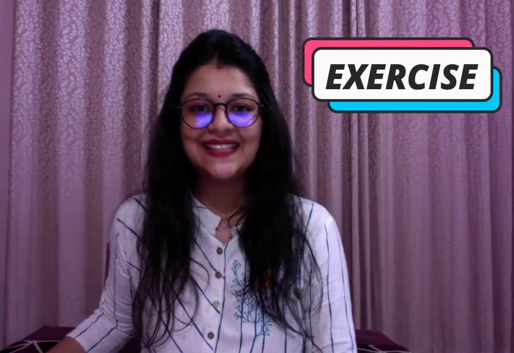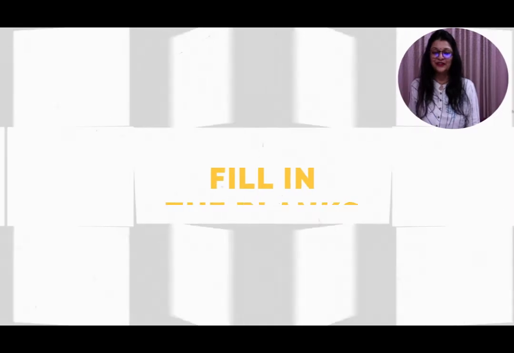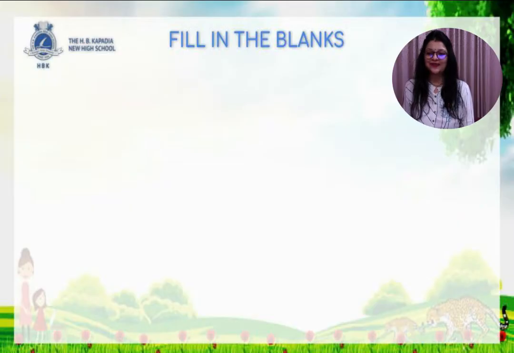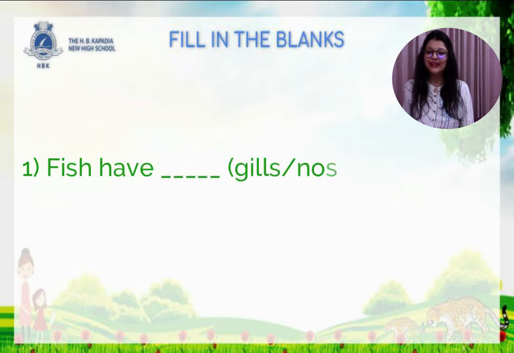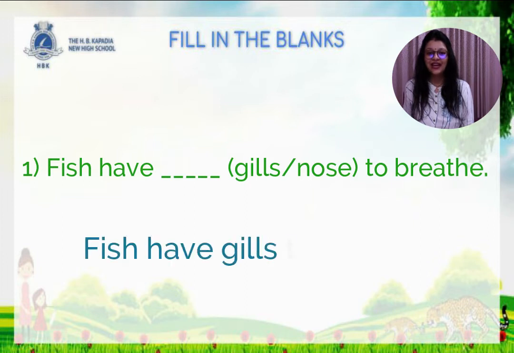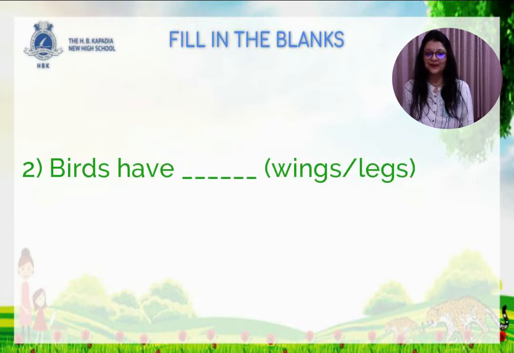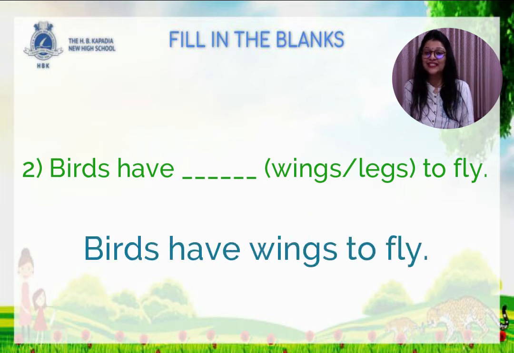Now, let's start an exercise. First, fill in the blanks. Question 1. Fish have dash to breathe. Answer is fish have gills to breathe. Second question. Birds have dash to fly. Answer is birds have wings to fly.